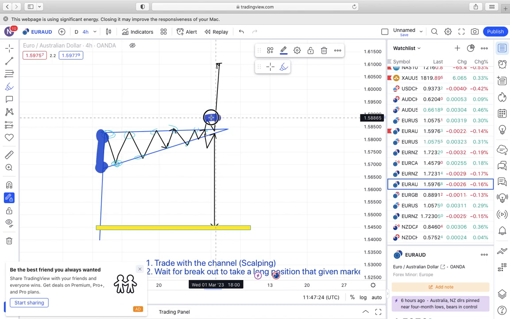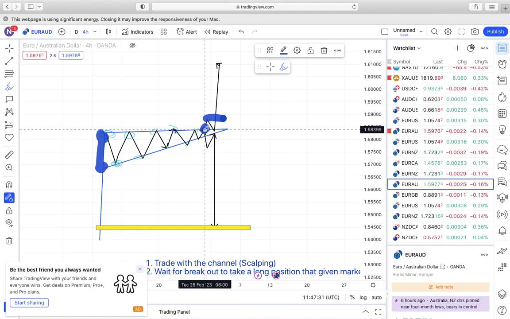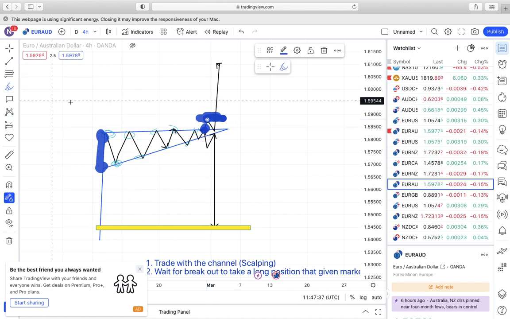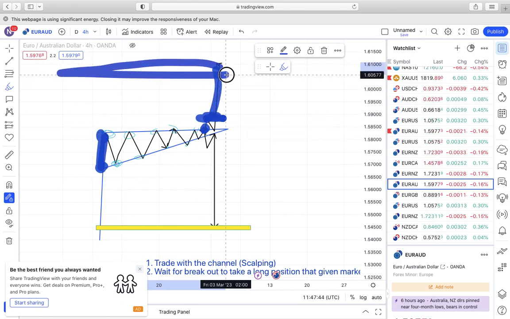Your entry should be after the retest, or some people will even take the entry from here. Me, I always wait for this neckline. I call it a neckline to be broken, then I enter. Then your take profit should be a distance from here up to here. You come and measure at your entry. This is where you will take your profit.